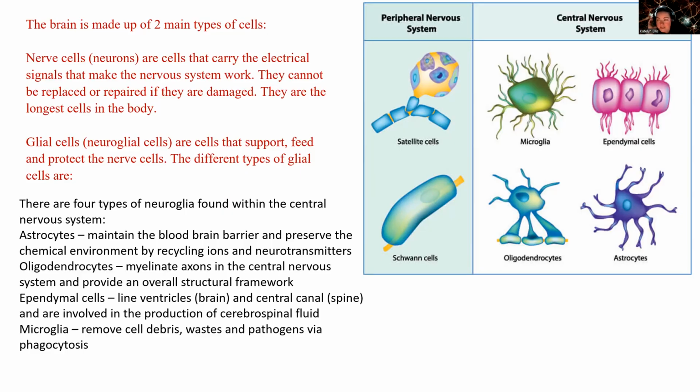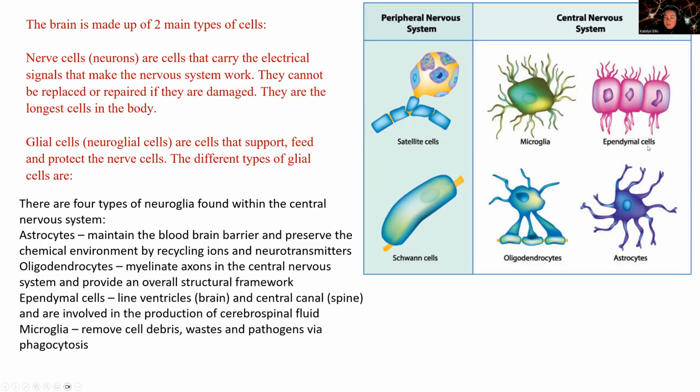There are also glial cells that we talked about yesterday, neuroglial cells. Remember, those are the cells that support, feed, protect, and control the neurons, all right? There are four types of neuroglia found in the central nervous system. Those are the astrocytes, oligodendrocytes, the ependymal cells, and the microglia. All right. And remember, the microglia remove all the cell debris, waste, and pathogens by phagocytosis.